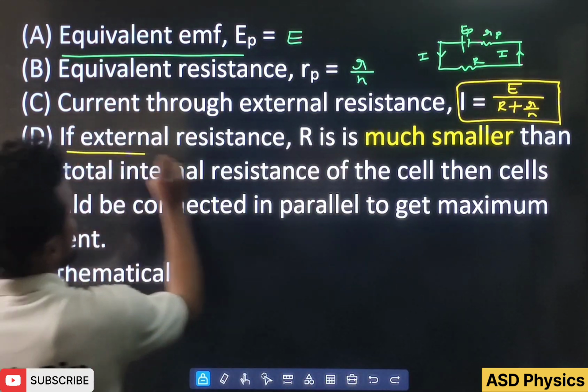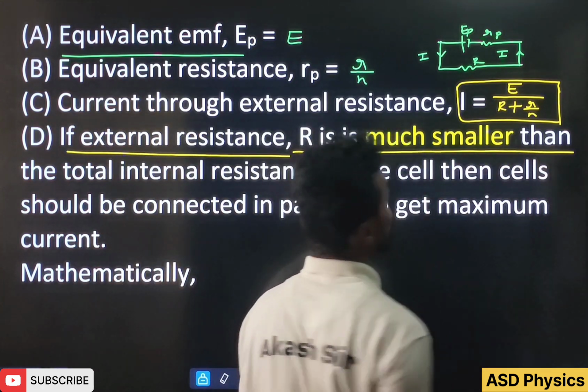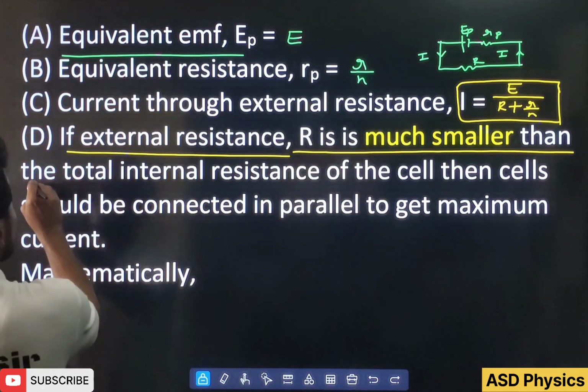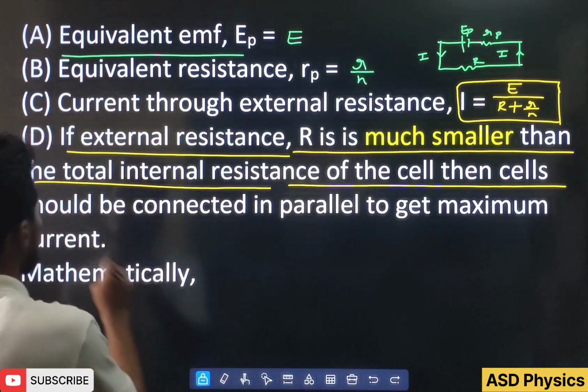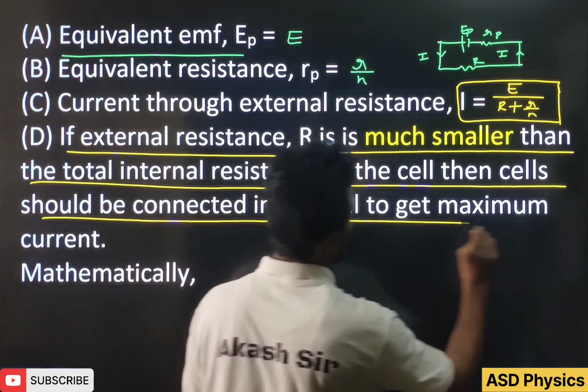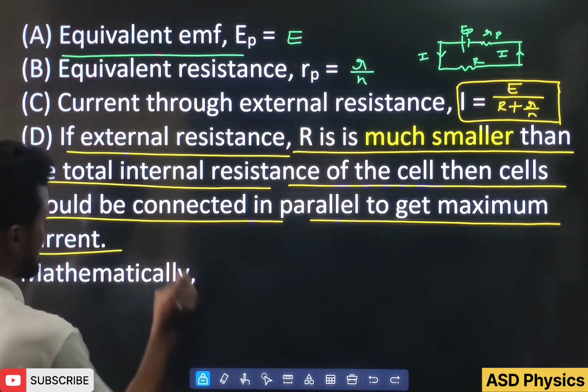Now, if the external resistance is much smaller than the total internal resistance of the cells, then the cells should be connected in parallel to get a maximum current.